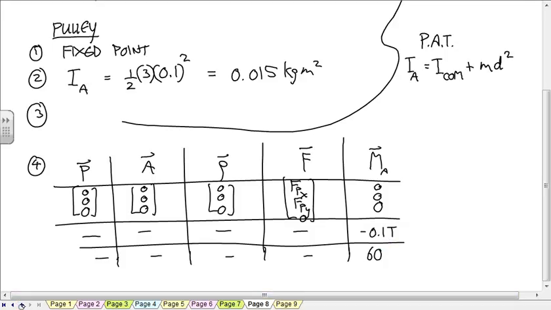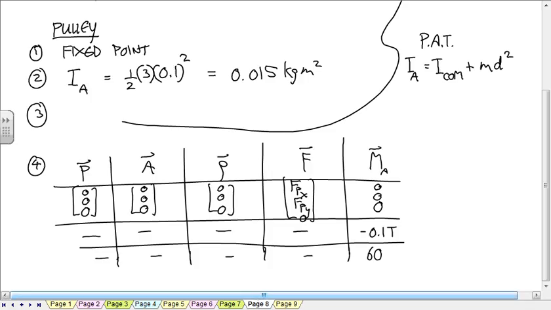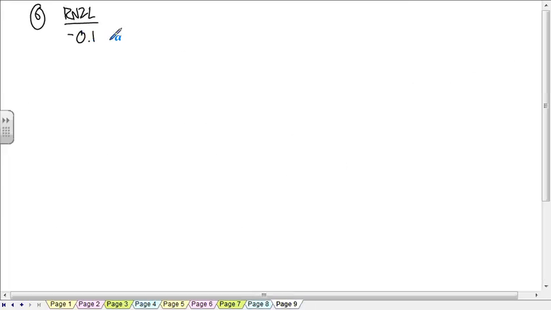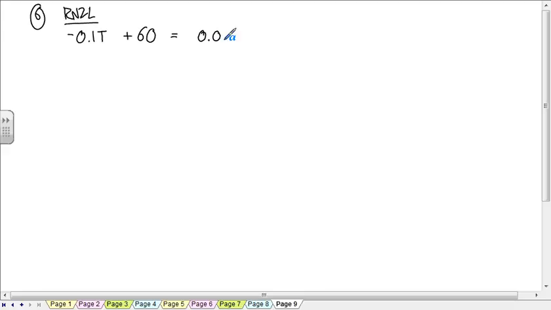And so now step 6 says Newton's second law for rotation. We have negative 0.1 T plus 60 is equal to the moment of inertia, 0.015, times alpha, which we don't know. So negative 0.1 T minus 0.015 alpha is equal to negative 60. That's our first equation.